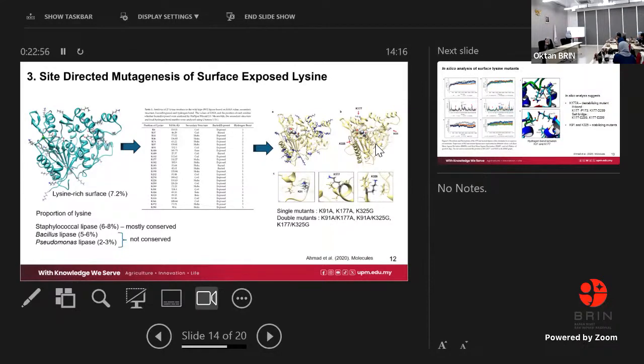Based on the prediction tool, there are three lysines that were targeted: 91, 177, and 325G. From the single mutants, we also randomly combined them to form three double mutants: 91A/177A, 91A/325G, and 177A/325G.